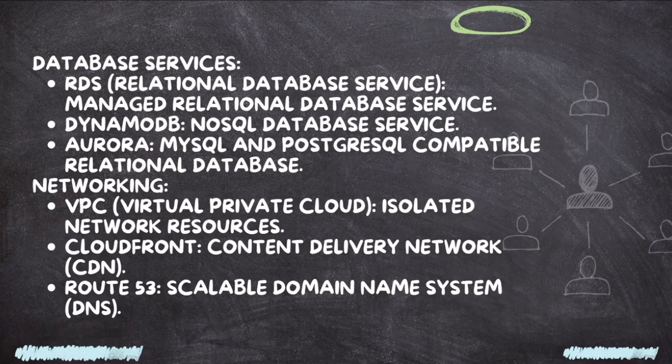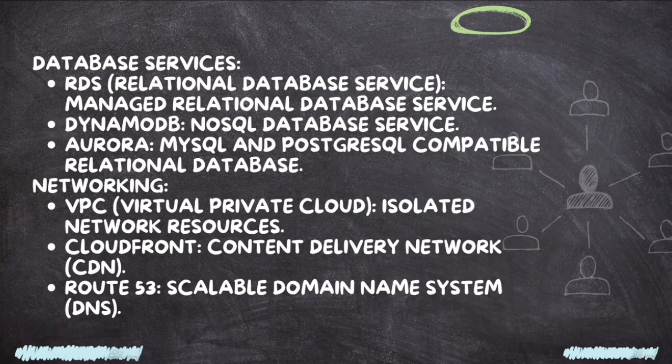Then we have database services. RDS, the full form of RDS is Relational Database Service, which is a managed relational database service. Then we have DynamoDB, which is a NoSQL database service. We're going to go through them step by step. So if you're confused, make sure not to skip any part of the classes, and I'm going to give you a brief about everything. Then we have Aurora, which is a MySQL and PostgreSQL compatible relational database.